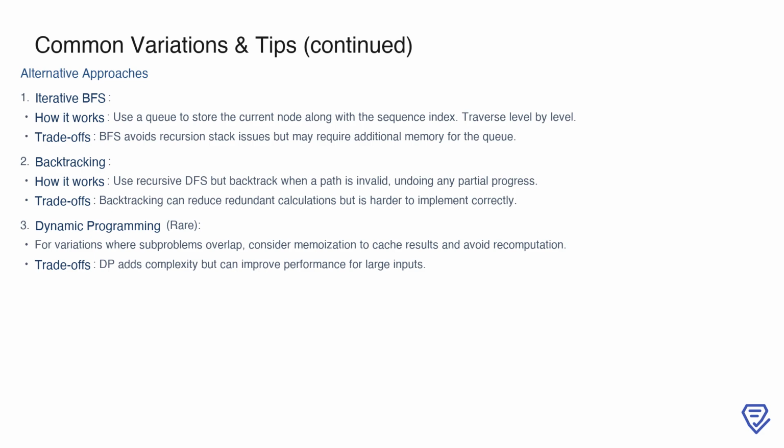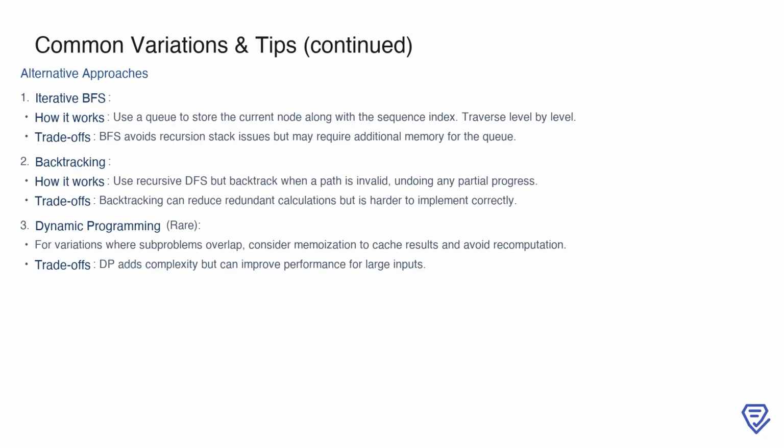Finally, let's explore some alternative approaches to solving this problem. One option is iterative BFS, where you use a queue to store both the current node and the corresponding sequence index, traversing the tree level by level. This avoids recursion stack issues but may require additional memory to maintain the queue. Another approach is backtracking, where you use recursive DFS but undo any partial progress when a path is invalid. Backtracking can reduce redundant calculations but requires careful implementation to ensure correctness.